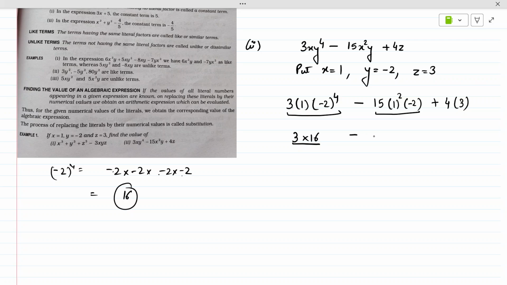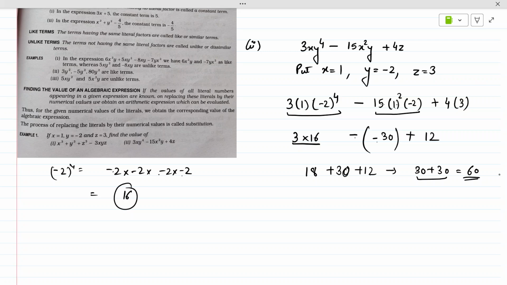Come here, since we have minus outside, I am putting a bracket over here. Okay, so 15 into 1 square, 1 square is 1 only, so 15 into 1 is 15, multiplied with minus 2 is minus 30. So this is minus 30, and this is straight away 4 into 3 is 12. 6 into 3 is 18, minus into minus is plus 30, this is plus 12 only, so we have all the terms in positive, we can add them directly. So 18 plus 12, we will get 30, 30 plus 30, we will get 60. So our answer is 60 here.